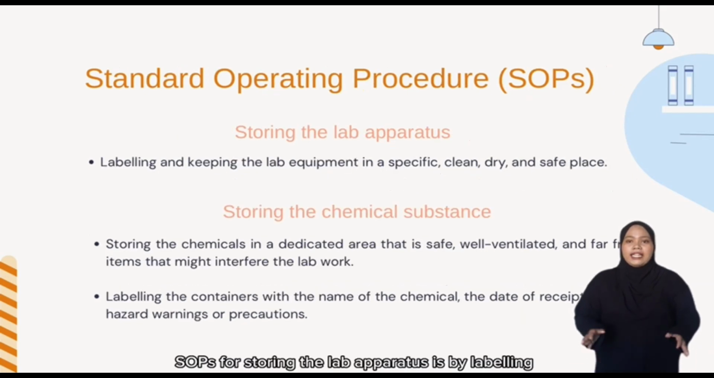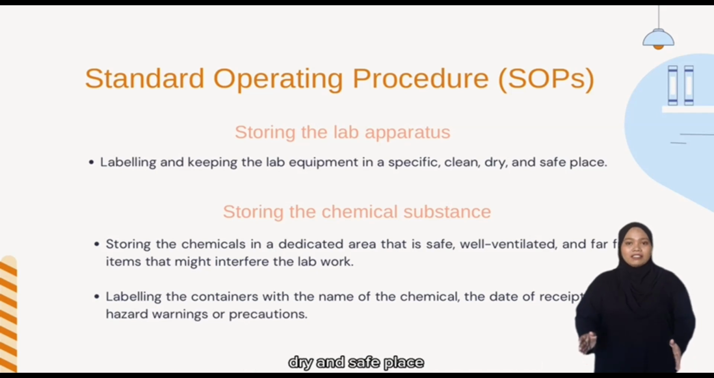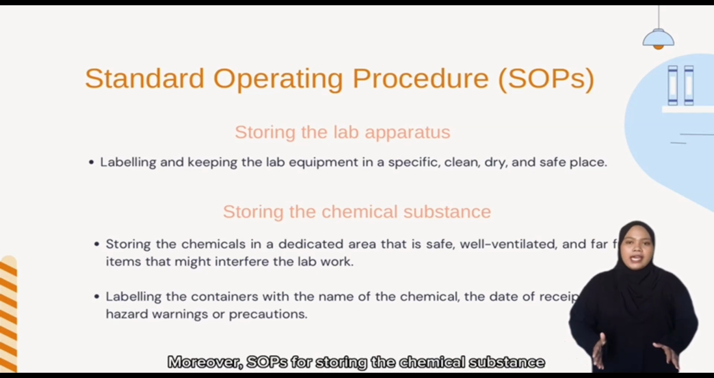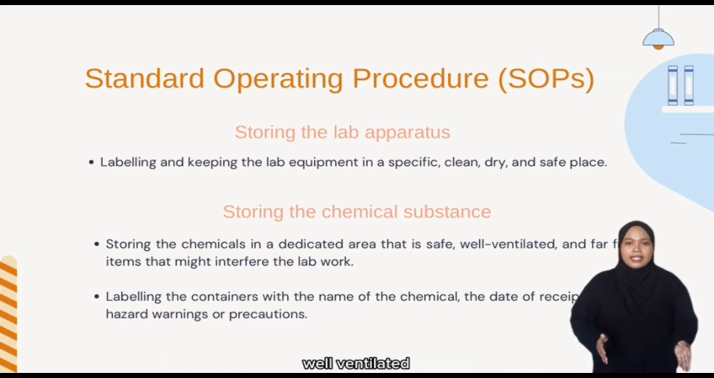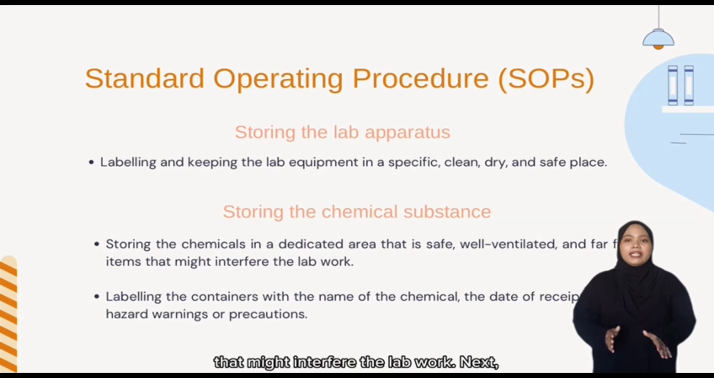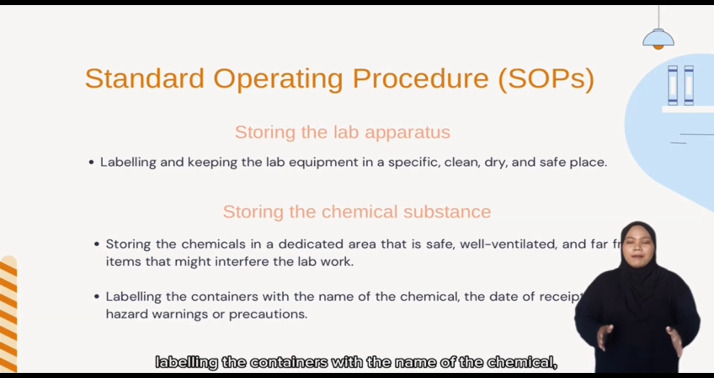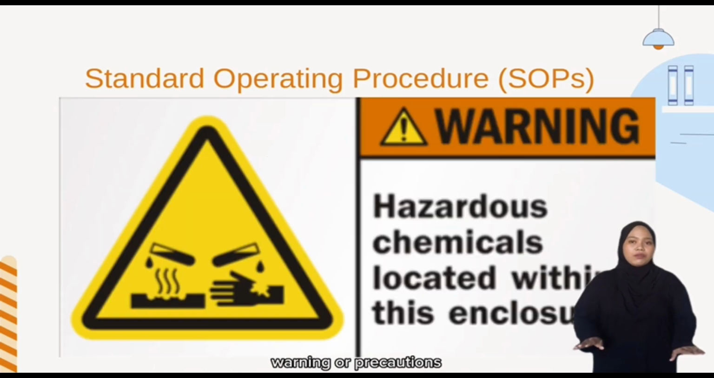SOP for storing the lab apparatus is by labeling and keeping the lab equipment in a specific, clean, dry, and safe place. Moreover, SOP for storing the chemical substance are storing the chemicals in a dedicated area that is safe, well ventilated, and far away from items that might interfere with the lab work. Next, labeling the containers with the name of the chemical, the date of the receipt, and any hazard warning or precautions.